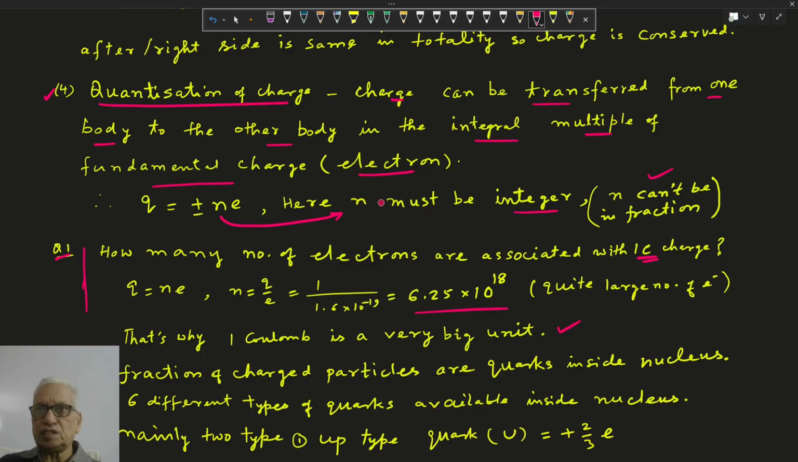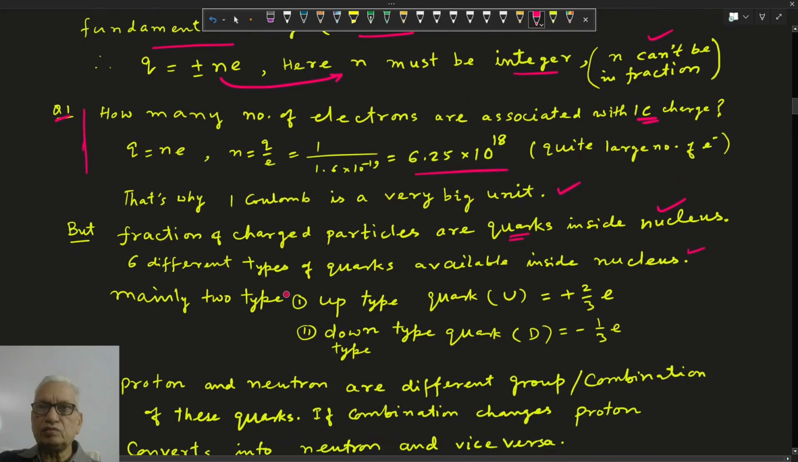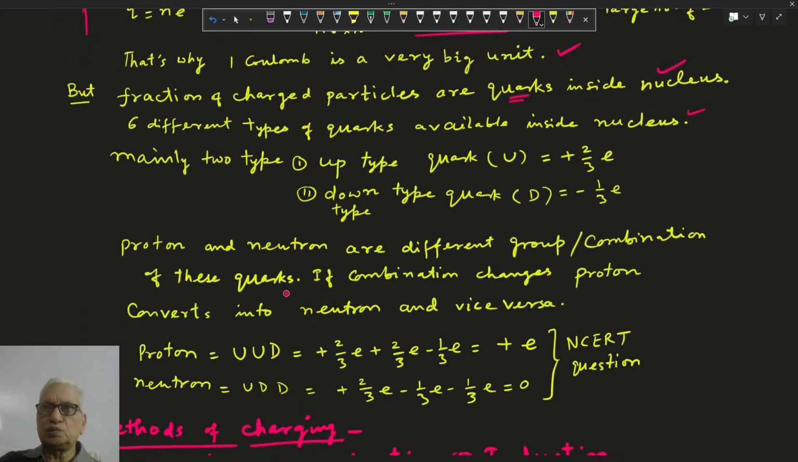Fractional charge is possible in particles, say quarks, but they reside inside the nucleus only. Outside the nucleus, there is no existence of quarks. There are 6 types of quarks, but mainly there are 2 types: up quark with Q equal to plus 2 by 3 e, and down quark with charge minus 1 by 3 e. This is the positive quark, this is the negative.